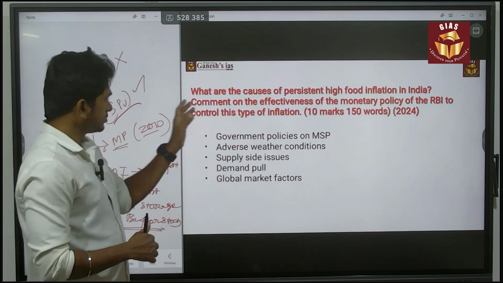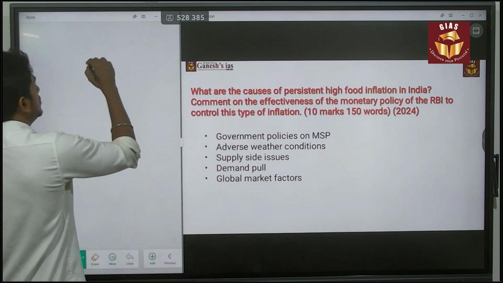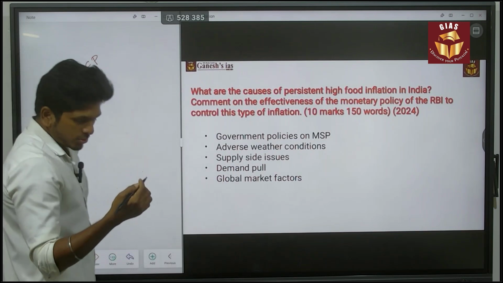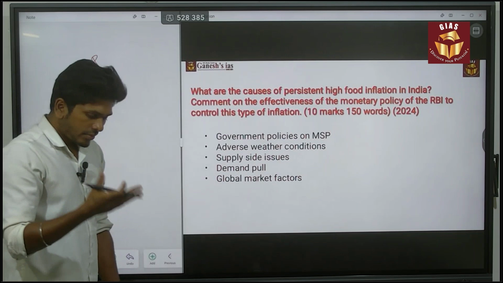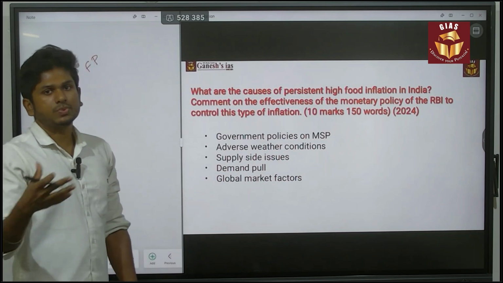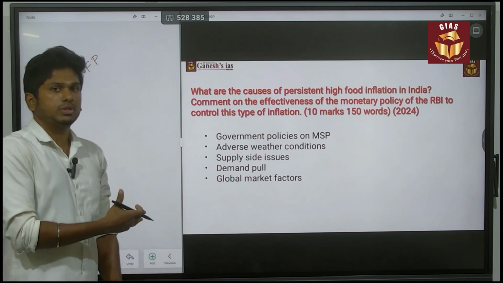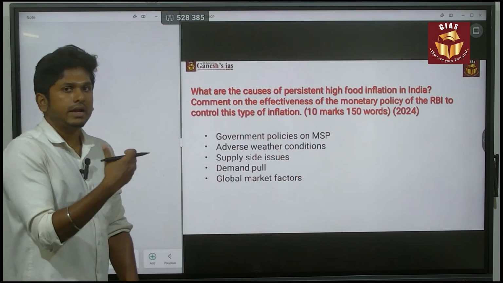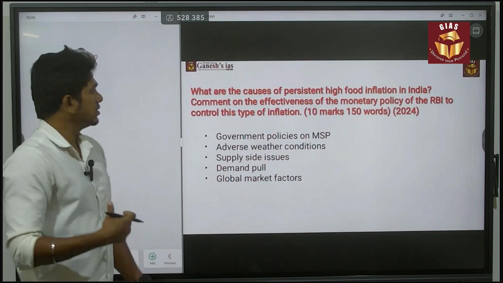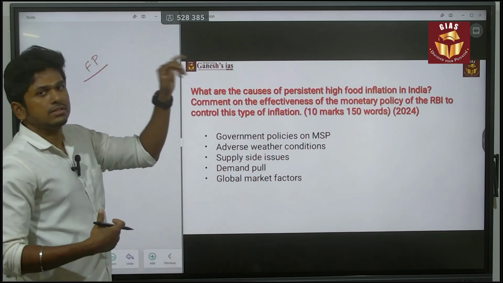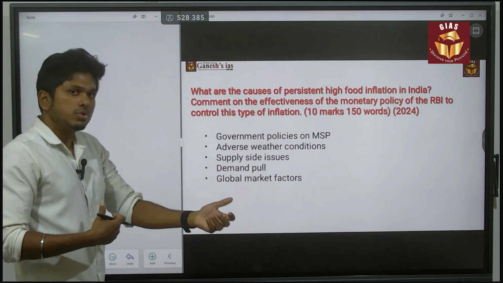First of all, at the start of the answer you have to give some data, like food inflation. For example, you can say that in the month of April, according to the CPI report, food inflation is around 7%, 8%. If you know that data, it is better to give it. So start the answer with certain data. That is the best way of answering your paper. So you can start it.